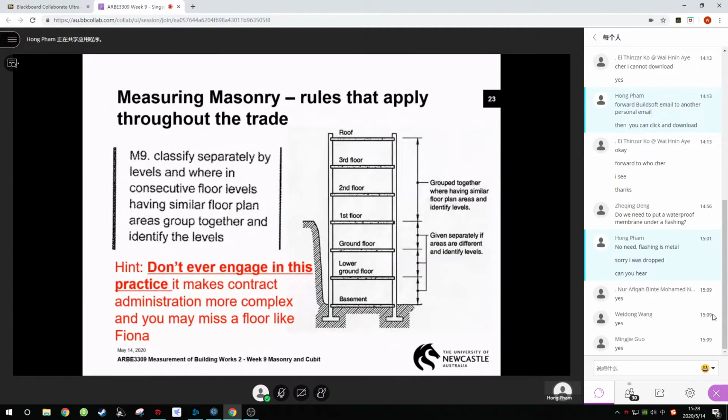You might hear the term overhand. Extremely naughty thing to try. So guys, basically the standard allows you to group the levels, group a few storeys if they have a similar floor plan. But for simplicity of contract admin, we don't do so, even though the standard allows us to group the levels. So the best is you measure one level by one level by one level.